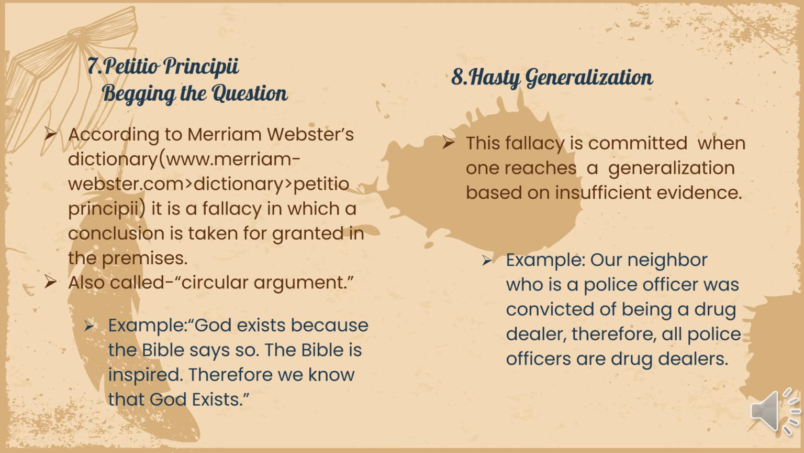Number 8 is hasty generalization. This fallacy is committed when one reaches a generalization based on insufficient evidence. For example, our neighbor who is a police officer was convicted of being a drug dealer. Therefore, all police officers are drug dealers.